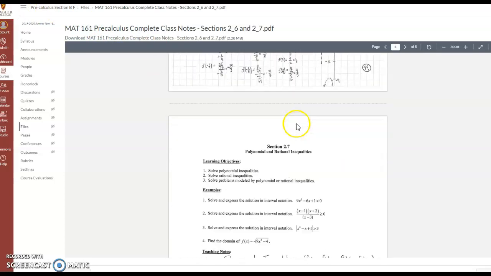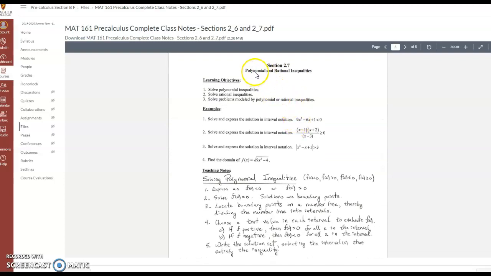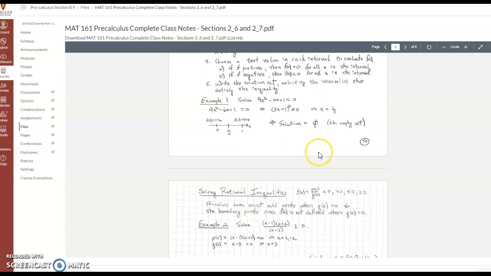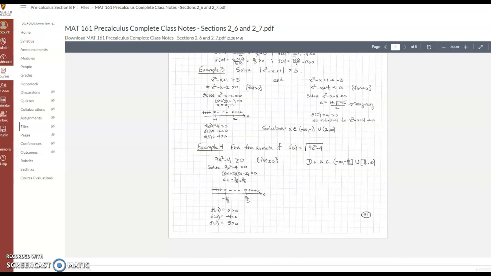But in 2.7, we're going to talk about polynomial and rational inequalities. So we're going to solve equations, but these equations have inequalities in them. For example, 9x squared minus 6x plus 1 less than 0. That would be a quadratic equation; you could use the quadratic formula or try to factor it, but it's less than 0. So how do we go about doing that? These are polynomial or rational inequalities that I want you to learn how to solve. So that's what we'll do in section 2.7.